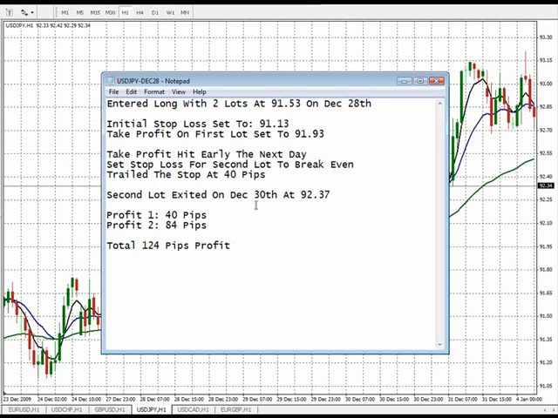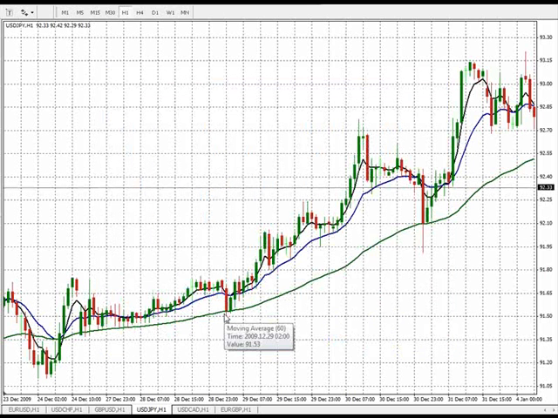The second lot exited December 30th at 92.37, so we have 40 pips profit on the first lot and 84 pips profit on the second lot for a total of 120 pips profit, and this trade took about 2 days. Started on the 28th of December and exited here on the 30th of December.